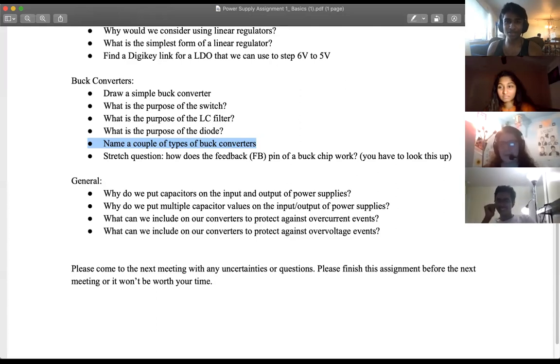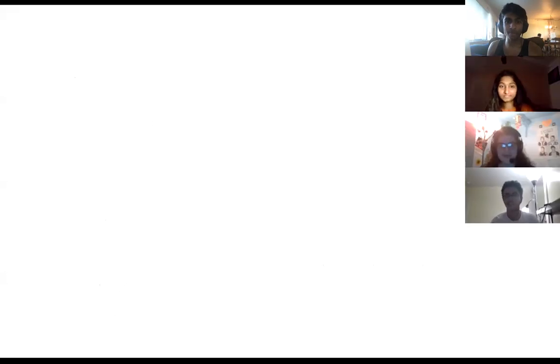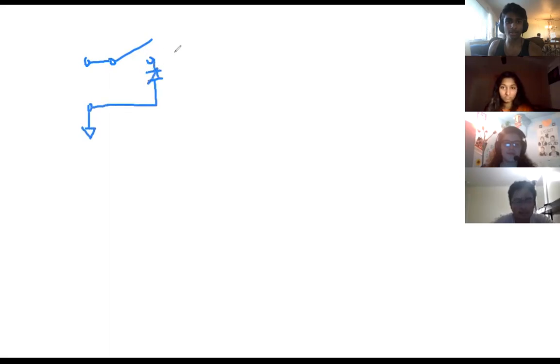Yeah, there's a few types. You could have a regular asynchronous buck converter with a single switch and a diode. It might help if I just draw these on the whiteboard. Okay, can you all see the whiteboard? An asynchronous buck converter is: you have a V in, and then you have a switch. Then you have your diode, and then your inductor, and then your capacitor, and then ground.